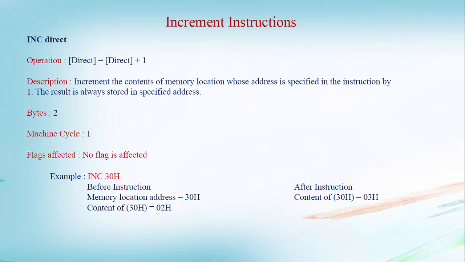Next, INC direct means increment by 1 the contents of the memory location whose address is specified in the instruction. Example, INC 30h. So the content of 30h, which is 02h, gets incremented by 1, and after the instruction gets executed, the content of 30h will become 03h.